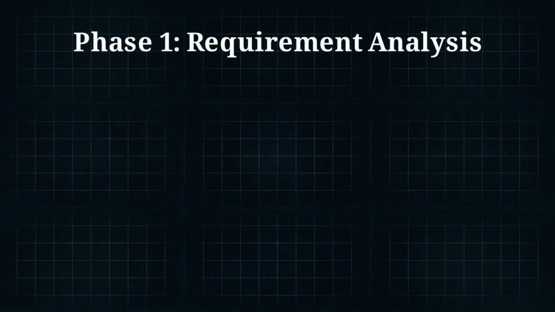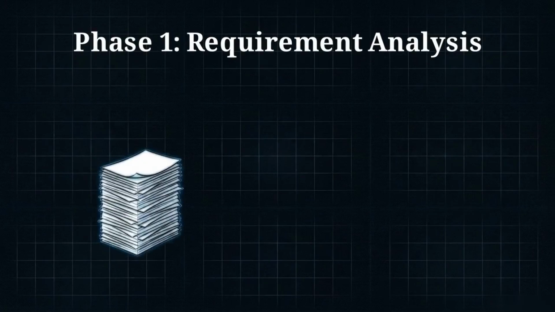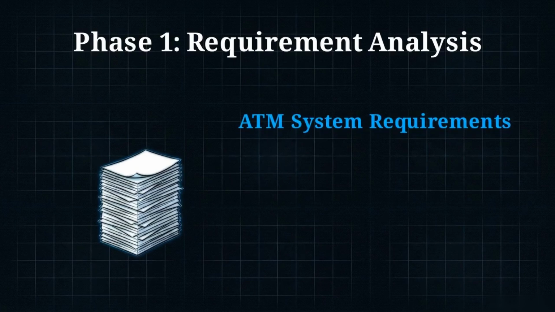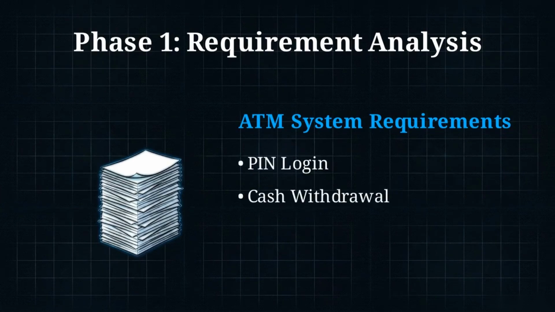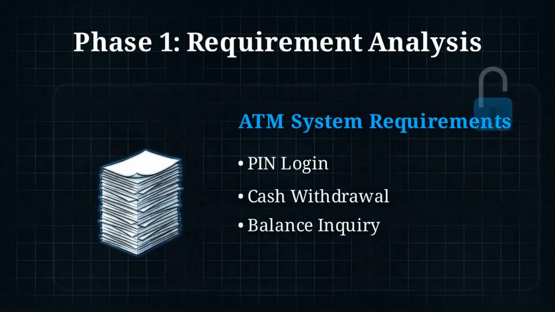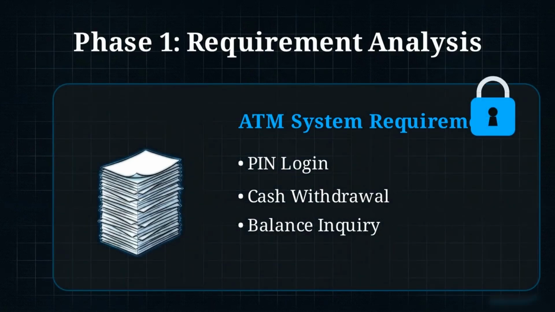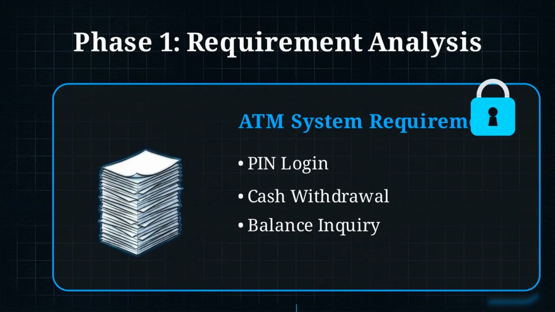The process begins with Phase 1, requirement analysis. Here, we document every single feature the client needs. If we are building an ATM system, we map out exact requirements like PIN login, cash withdrawal, and balance inquiries. Before moving forward, there is a strict rule: no going back. Every requirement is finalized and locked in.